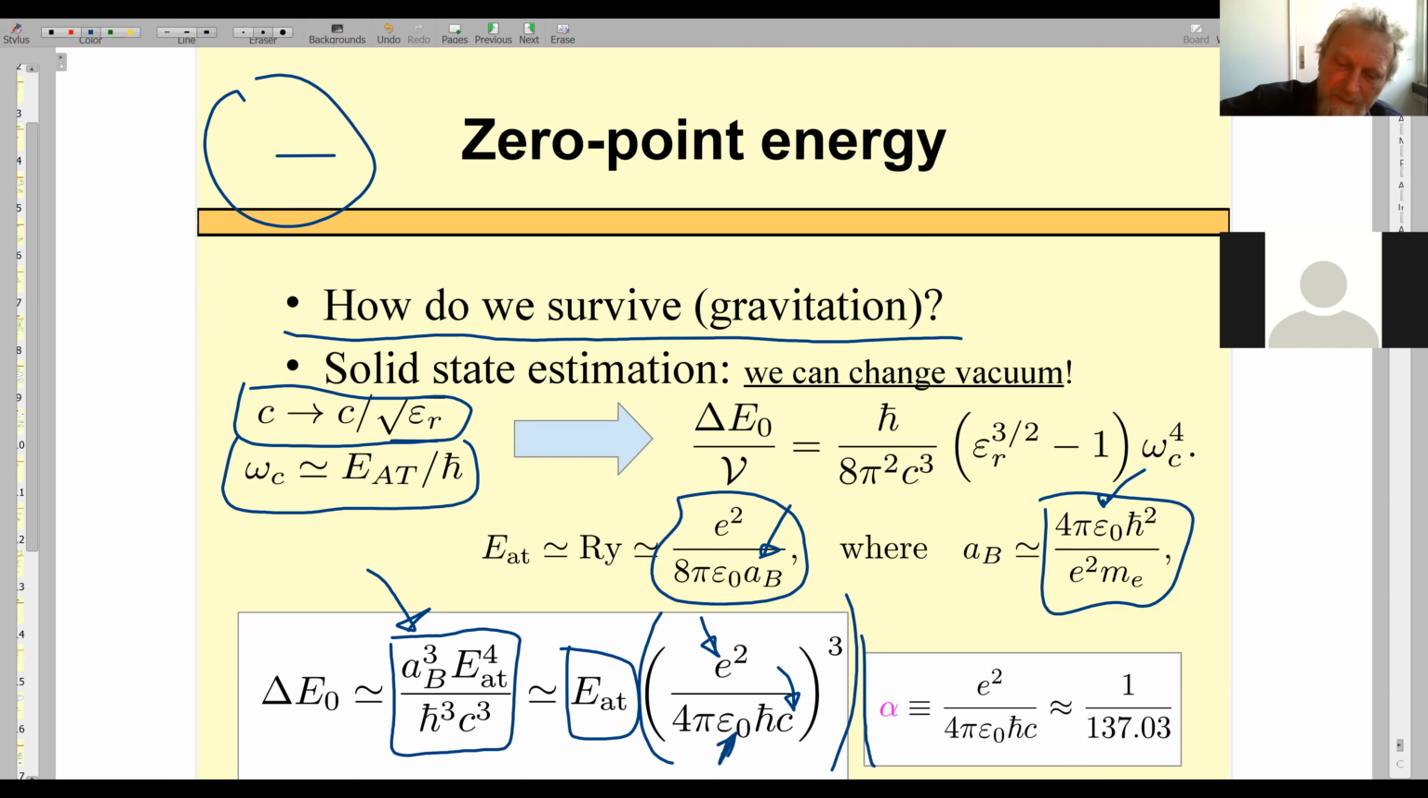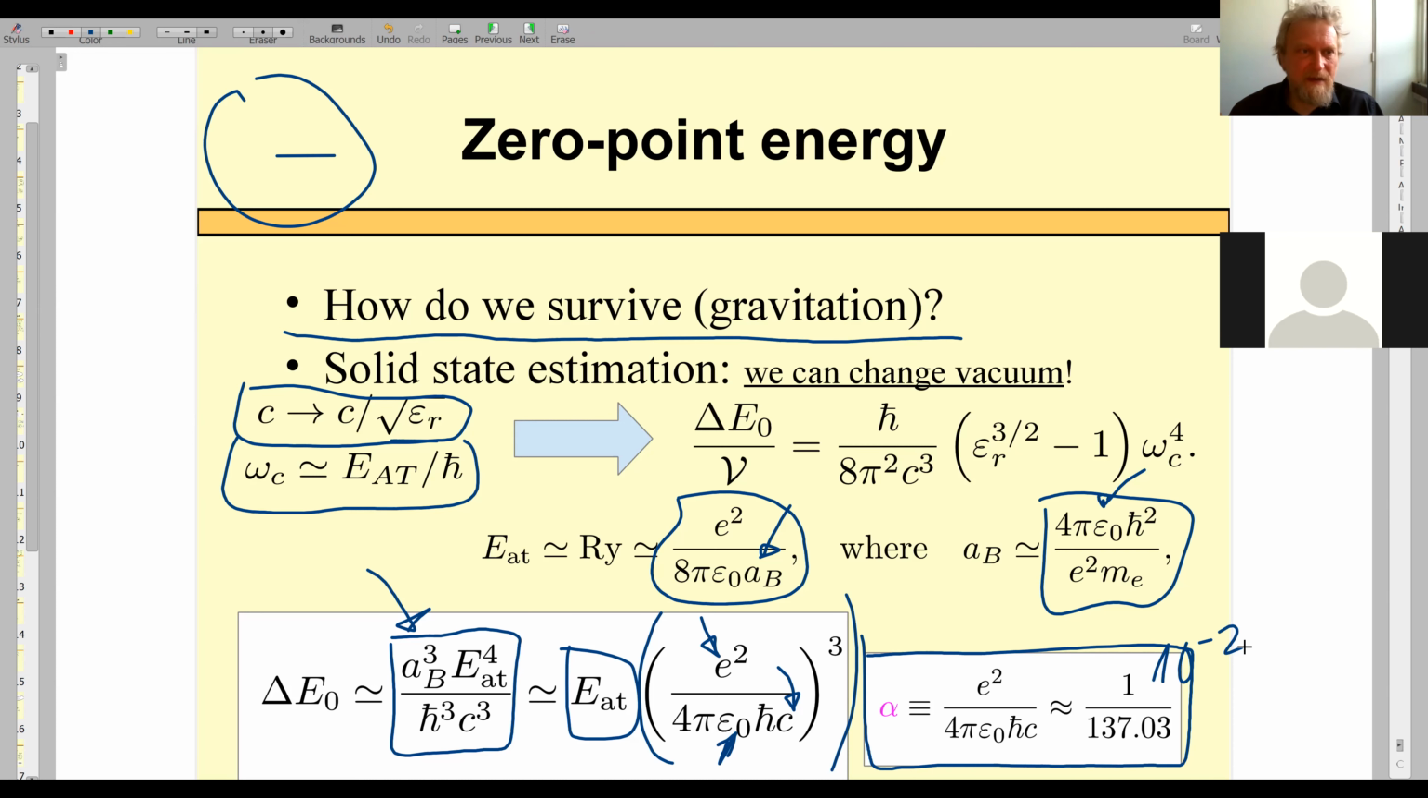This is the first time we see the famous fine structure constant, which is a combination of fundamental constants characterizing how strong is the interaction of matter and field, the interaction of light and electronic matter in our world. It is a dimensionless constant, and as you see, it is small. It's like 10 to the minus 2.